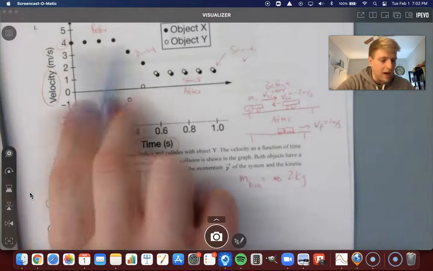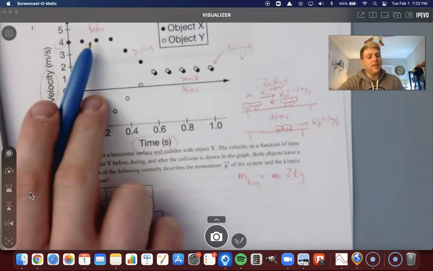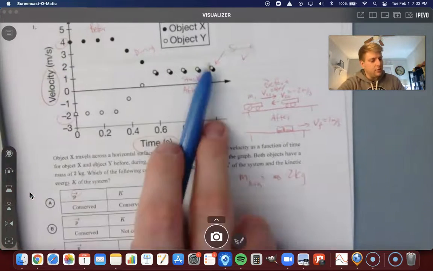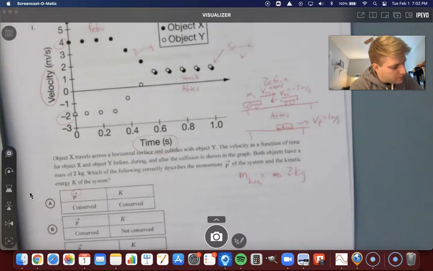It's going to be overall positive because mass 1 is the same mass but moving faster than the other one. That makes sense too, that it would overtake it. All right, let's keep going. Which of the following correctly describes the momentum of the system and the kinetic energy of the system?